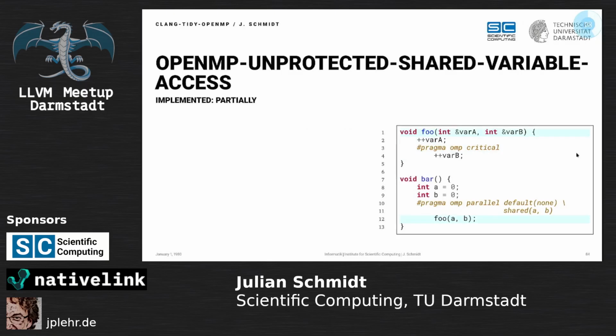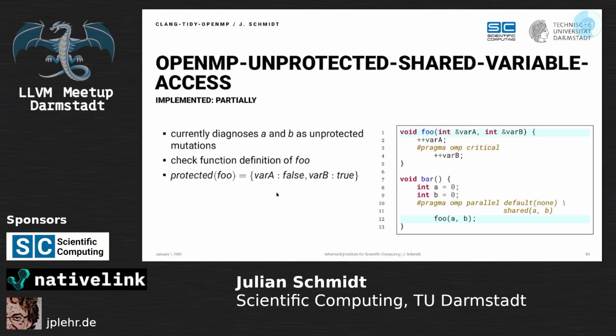And to do that, we can check the definition of foo, and basically define a mapping of that function to say, okay, the function parameter A is not protected, but variable B is protected. And if we encounter the call expression at the bottom, we just take the callee, map our arguments, and say, okay, A is not accessed in a protected way, but B is. And then we would only diagnose this A as unprotected.